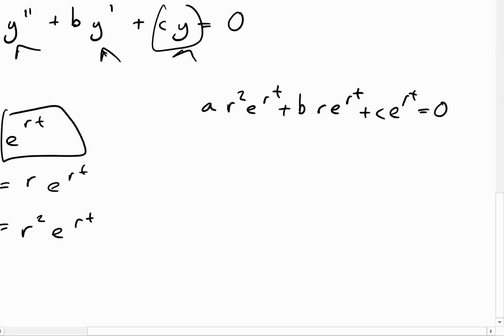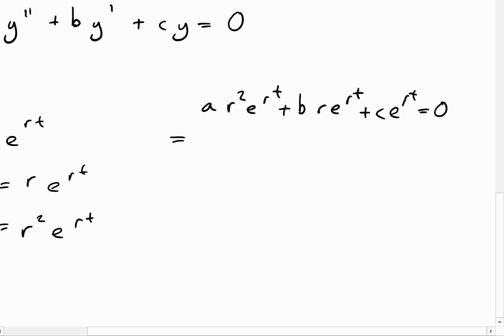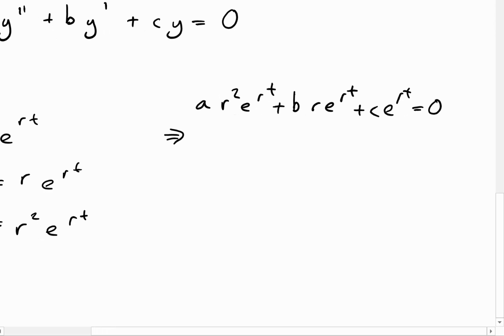Okay. So basically, now we can do a little bit of rearranging with this. We can just take out an e to the rt, because there's an e to the rt there, there, and there. We've taken out an e to the rt, so we're left with a r squared plus b r plus c, and that's all got to be equal to 0.